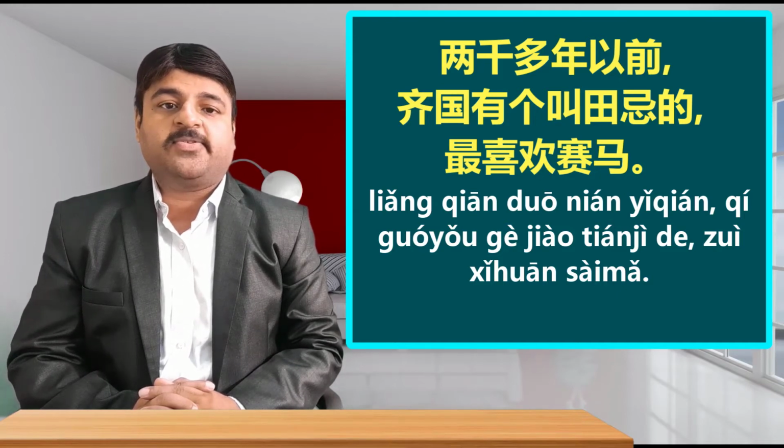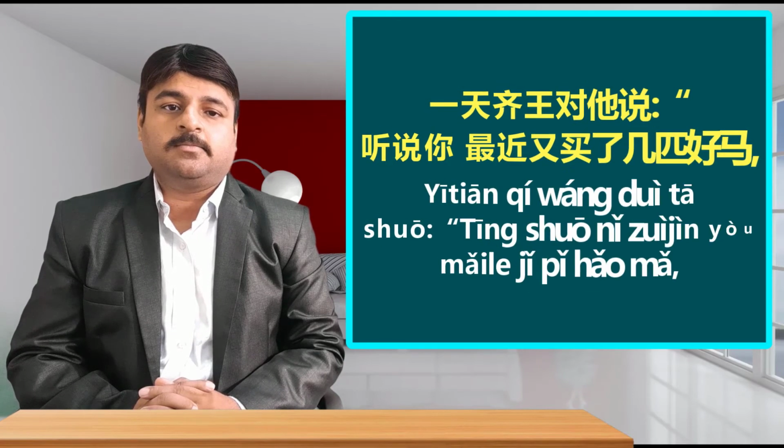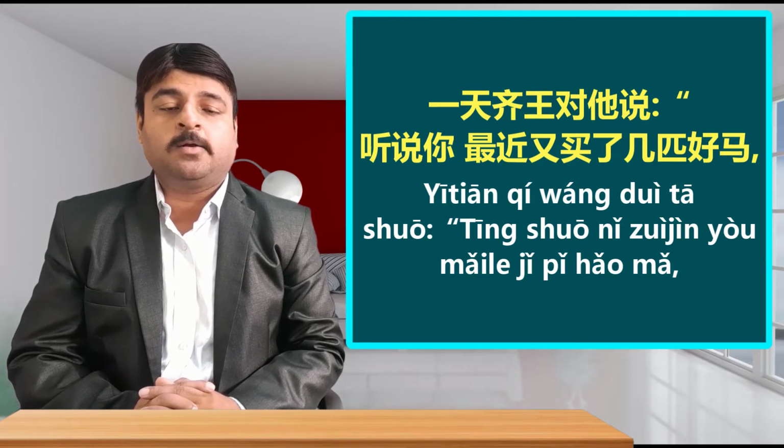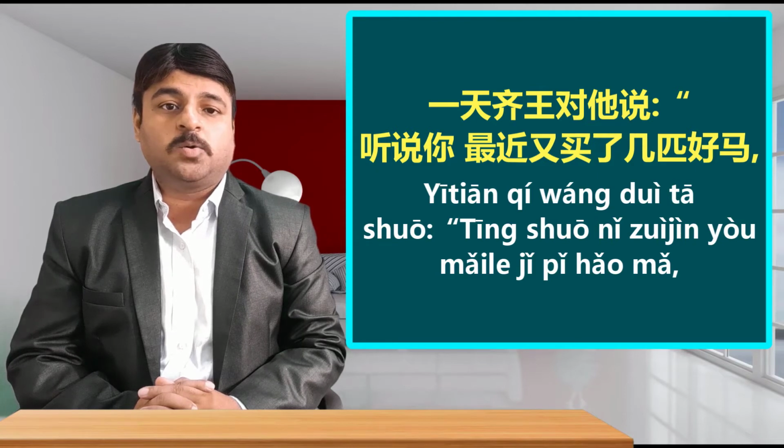最喜欢赛马. 最喜欢 means most like or most loved. 赛 to race, 马 horses. So what he liked most was horse racing. 一天齐王对他说. One day, the king of Qi country, 对他 to him, 说 said. So one day the king of Qi country said to him, 听说: 听 is to listen, 说 is to speak. Heard speaking, or I have heard these rumors.